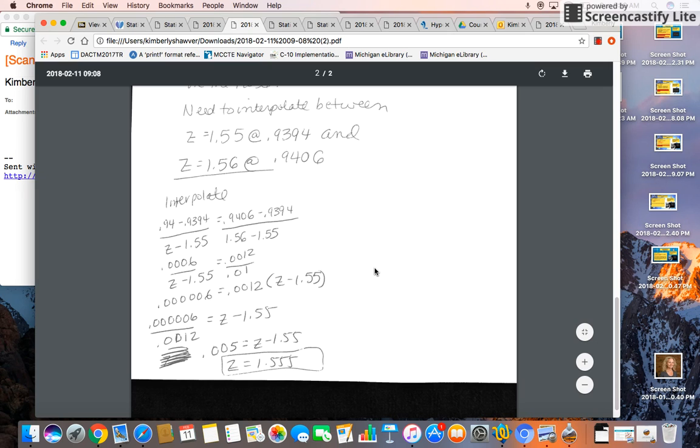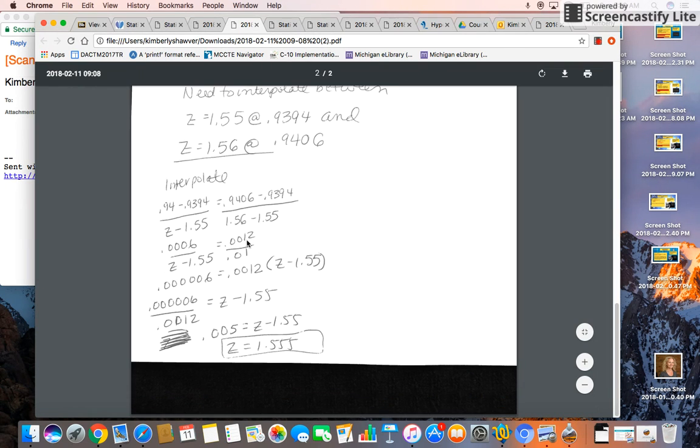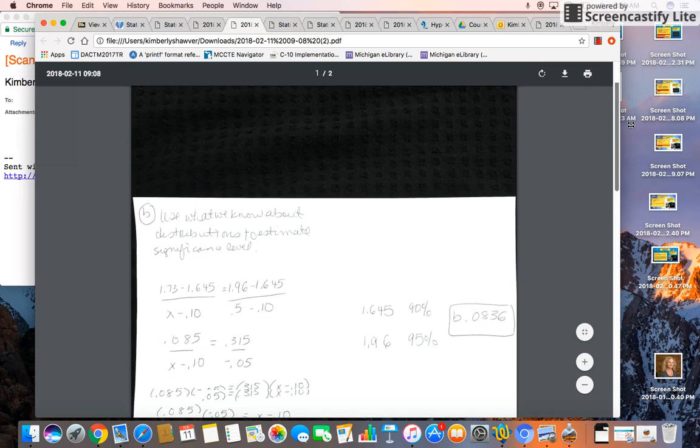The rest of this is just an algebra problem. So I'm simplifying here, here, and here. And then I'm cross multiplying, and then I'm getting z by itself. So for z, I found that z was equal to 1.555. I believe this is actually more accurate than the answer that's showing up in your solution manual, to be quite honest with you.